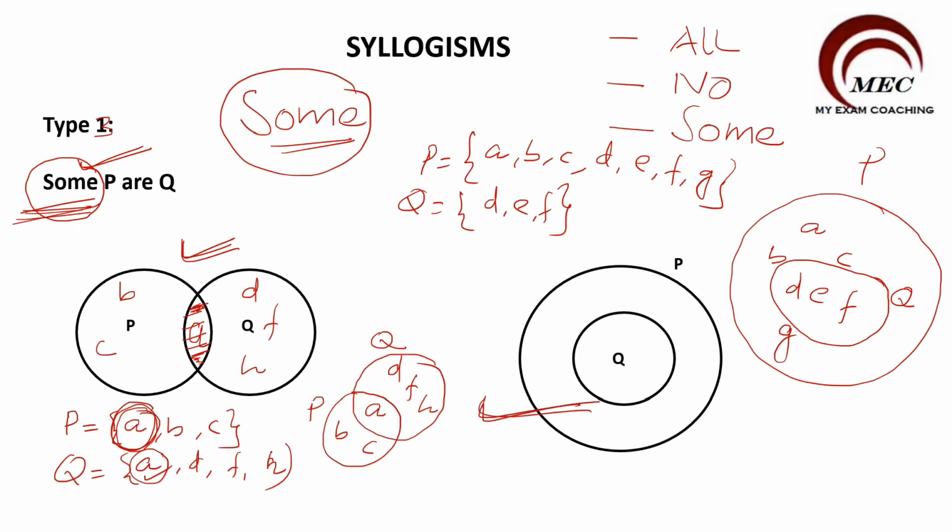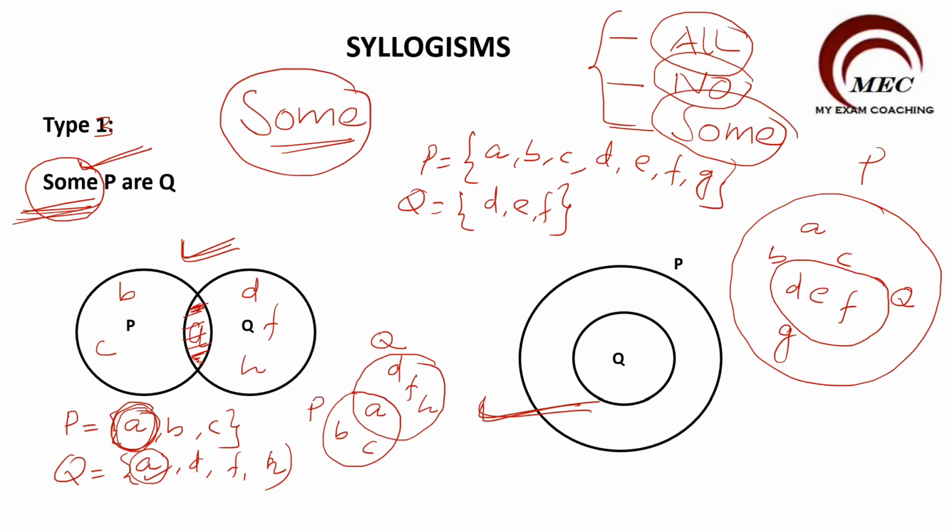This is the second type. So different versions: type 1, type 2 and type 3. Type 1, we have seen how to express the word all. Type 2, we have seen how to express the word no. And type 3, we have seen how to express the word some. So these three are the basics of syllogism: all, no, and some.